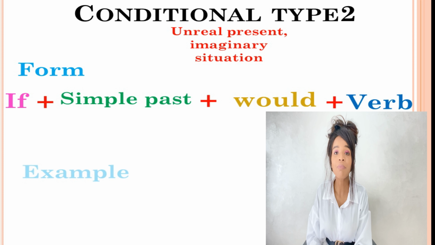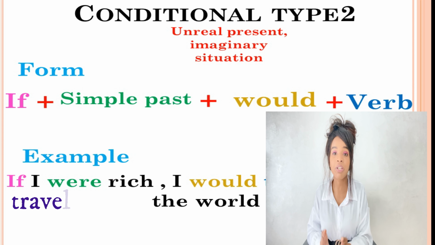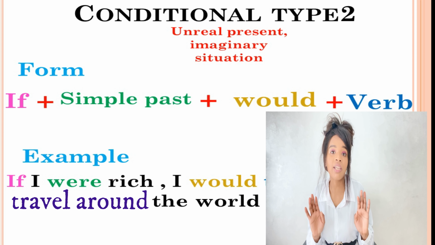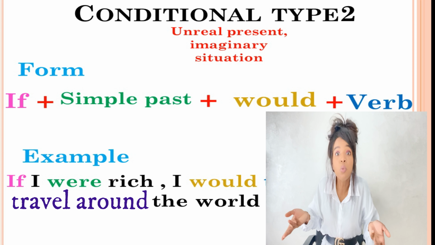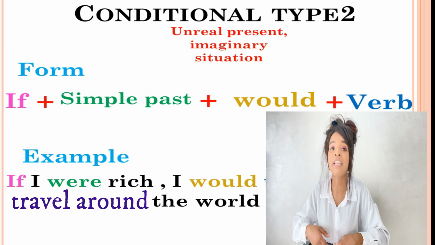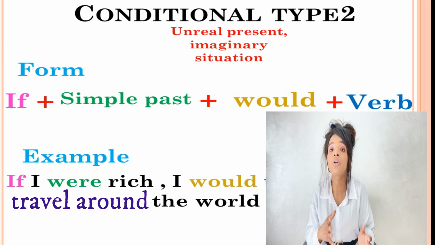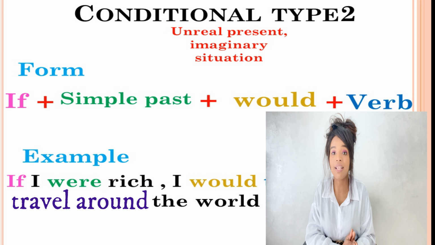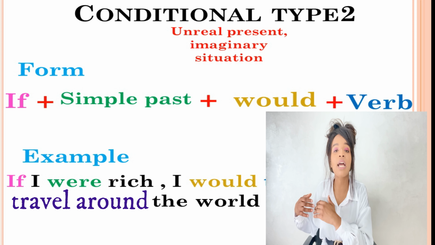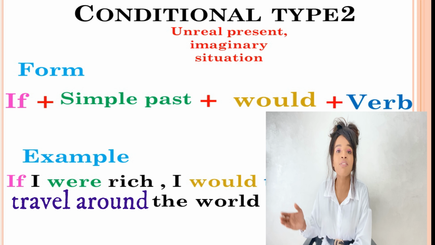Let's take an example. If I were rich, I would travel around the world. Now I'm not rich. Currently I'm not rich. I could maybe become rich, but it is unlikely that I will be rich, or reach the point where I can travel the whole world. So, if I were rich, "were" is the simple past. I would travel around the world. I would travel: would plus the infinitive of the verb to travel.